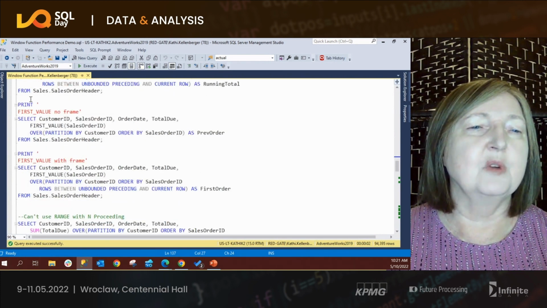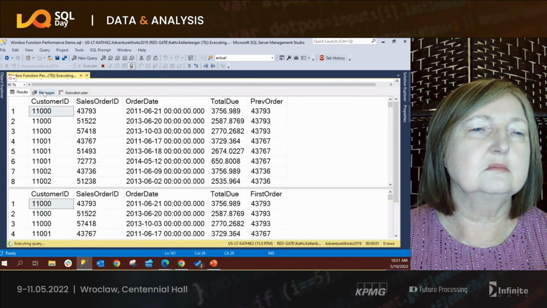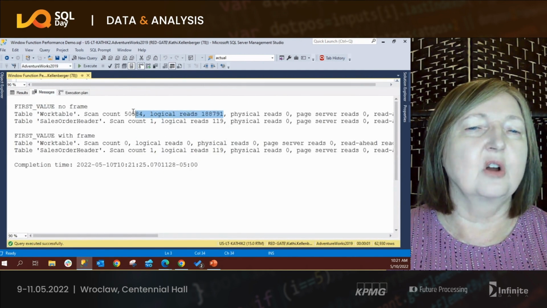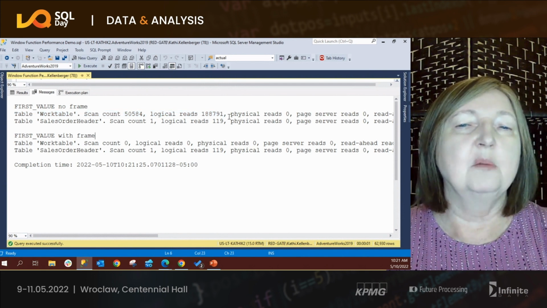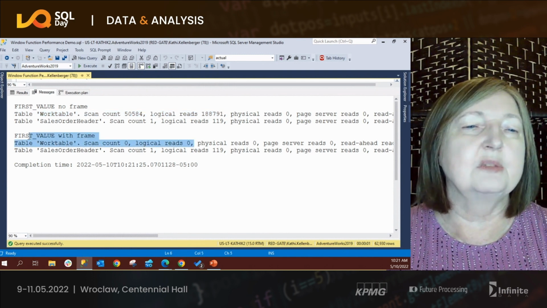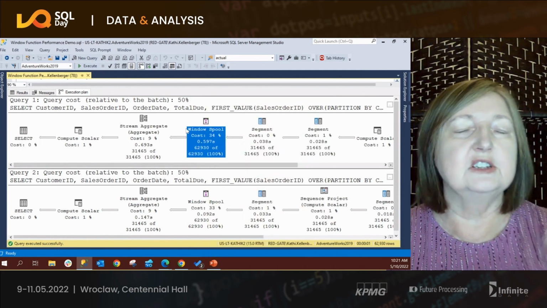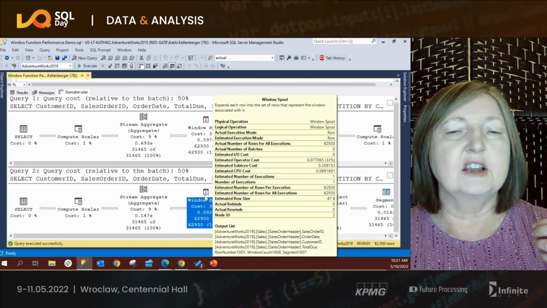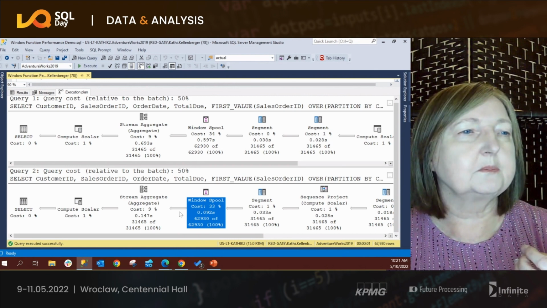Okay, I can do the same thing with first value. Here I've left the frame out. Here I've used the correct frame. And I get that large amount of logical reads. So you can imagine if I had a table with 1,000,000 rows, how big this would get. It would be just an unbelievable number. And here, when I use the frame, I have 0 logical reads. Again, that window spool operator in the first case is created in TempDB, and in the second case, it's created in memory. Are there any questions at this point?